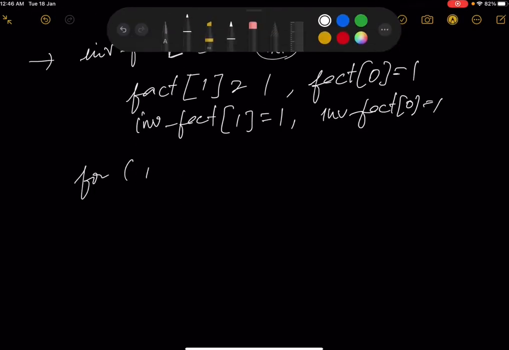Now you will iterate for i equal to 2 till the maximum value, which we found to be 2 into 10 to the power 6.